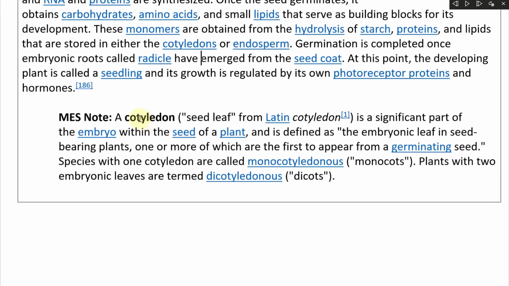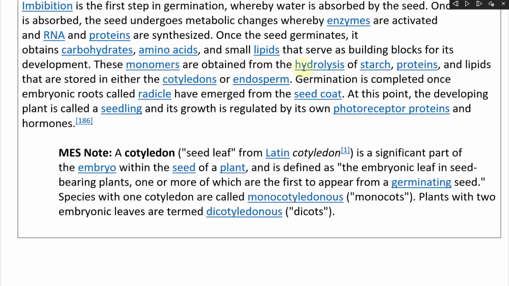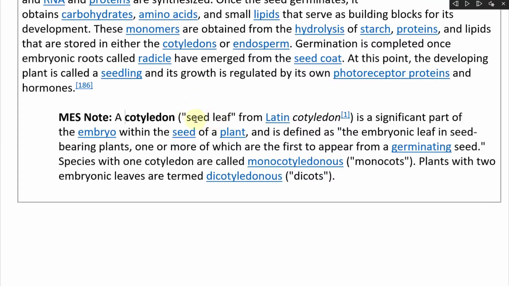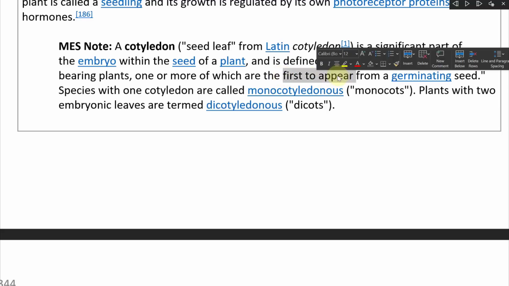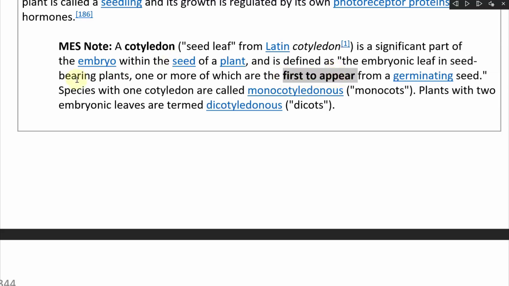And this right here, a cotyledon. Let's see this. Cotyledon. Yeah, so a cotyledon, again, this is where monomers obtained from hydrolysis of starch, proteins, and lipids are stored in either the cotyledon or endosperm. So a cotyledon or seed leaf, from Latin cotyledon, is a significant part of the embryo within the seed of a plant and is defined as the embryonic leaf in seed-bearing plants, one or more of which are the first to appear from a germinating seed. So essentially, the first leaves that are there.